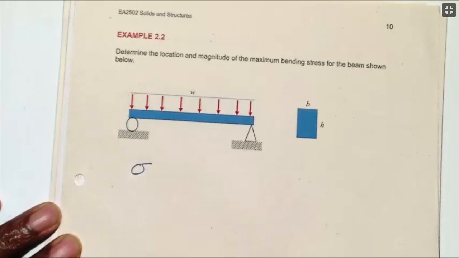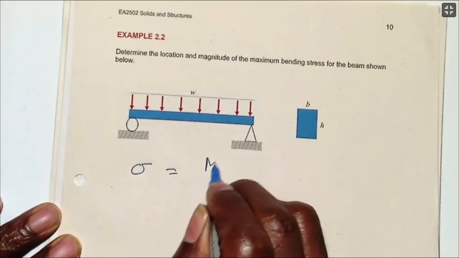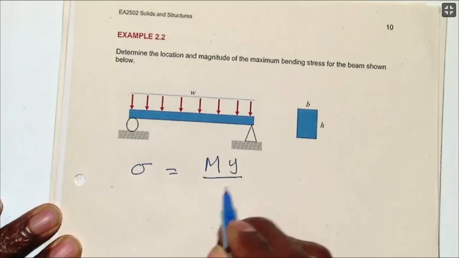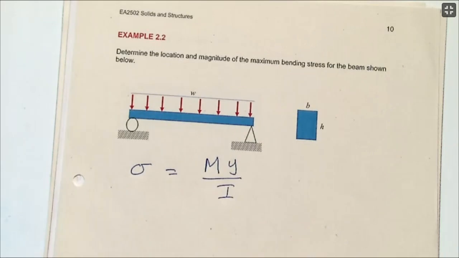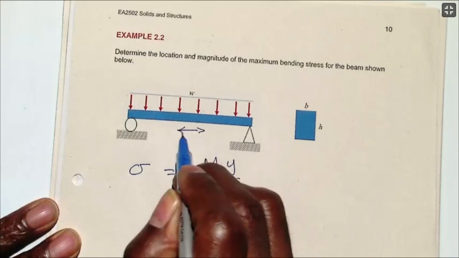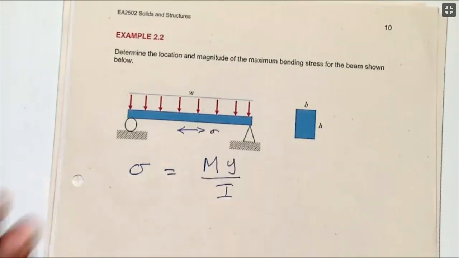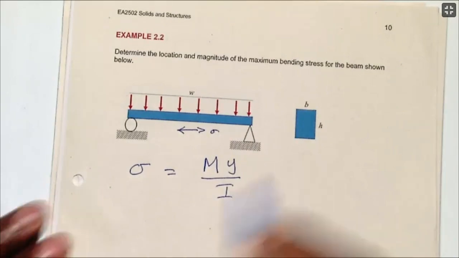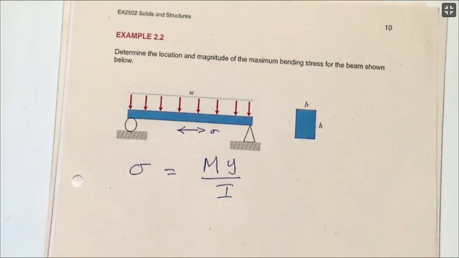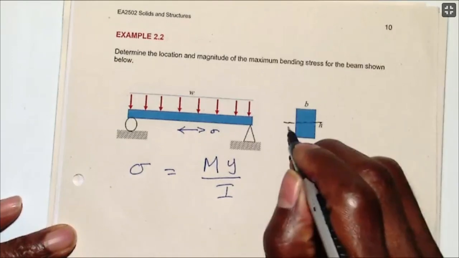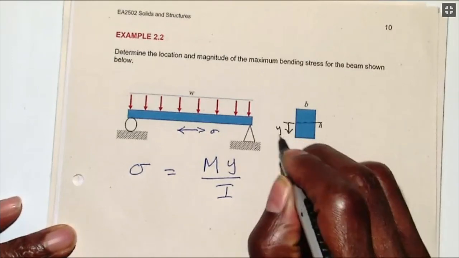The bending stress is sigma equals the bending moment at the point we want to find the bending stress, times Y, the distance from the neutral axis, over I. Remember what the bending stress is. The bending stress is the stress that is acting along the length of the beam. Okay? And our Y, because of the rectangular cross-section, the neutral axis is through the center, and Y is measured downward from there.